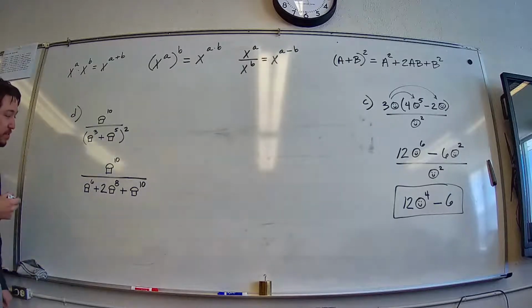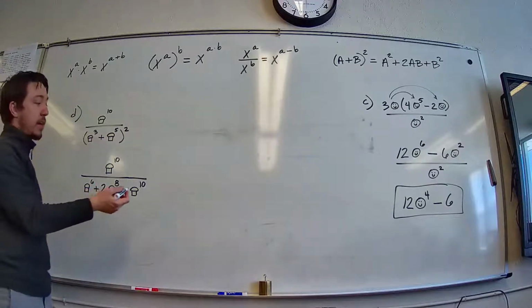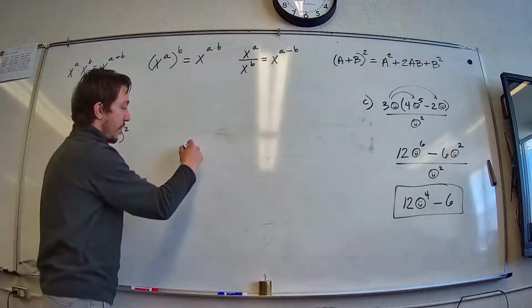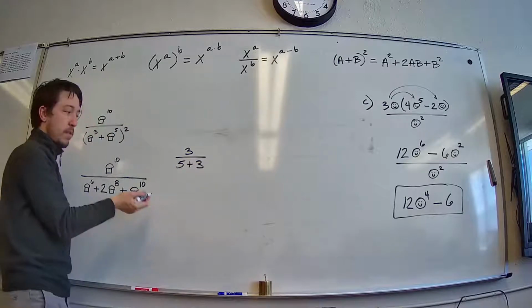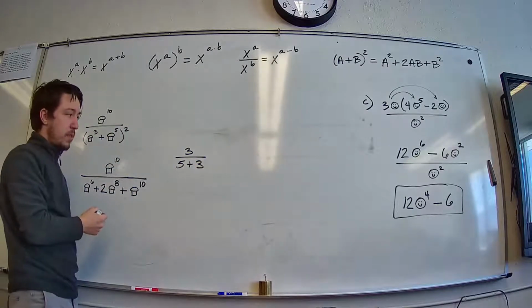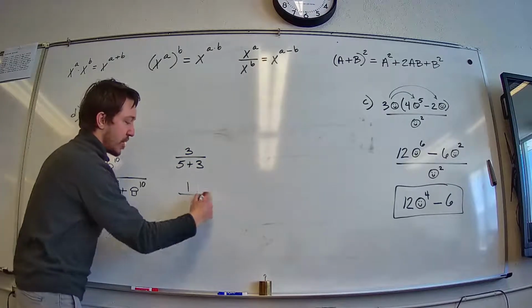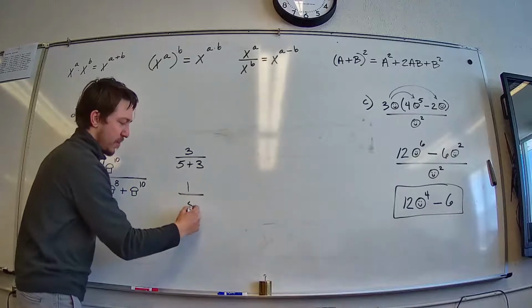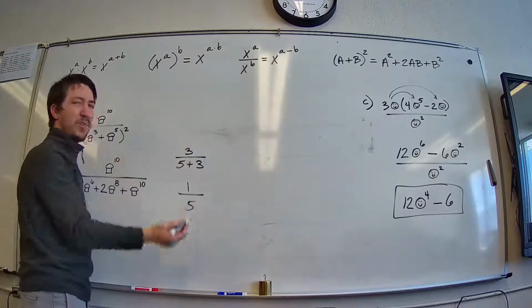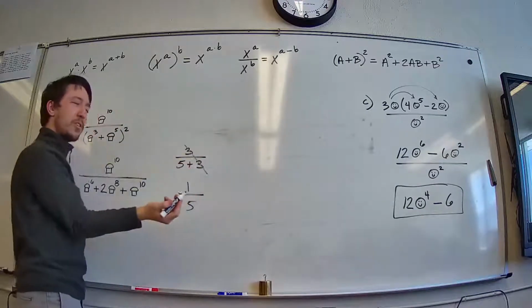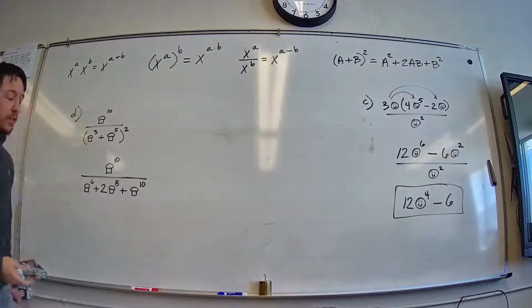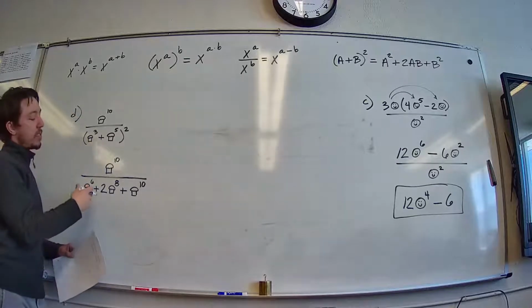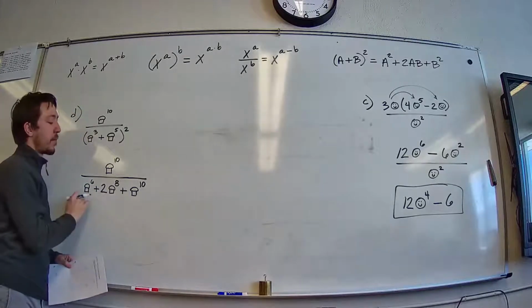It's worth pointing out why. A good counterexample: if you have 3 over 5 plus 3, that's 3/8. But if you just cancel out the 3s, you end up with 1/5. I'm not sure exactly what you think you'd end up with if you could do that. So what I've got to do is say, what's the common factor on the bottom here?